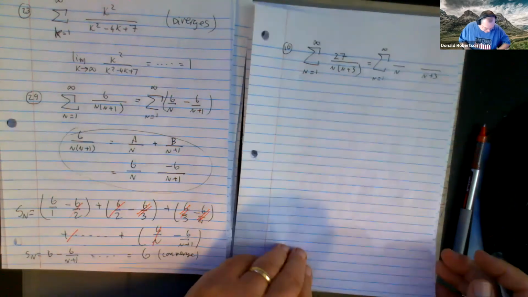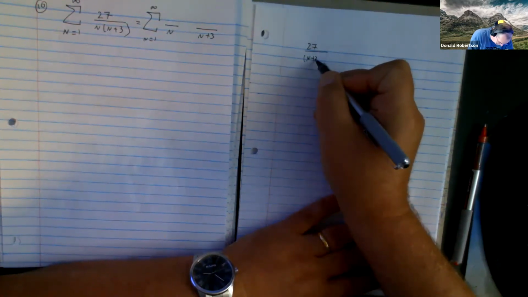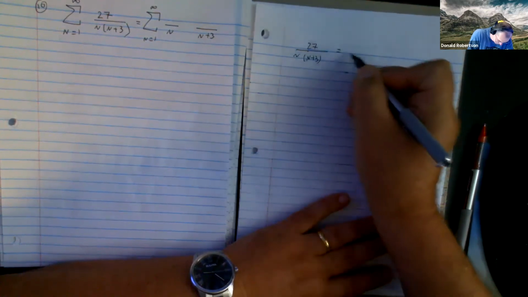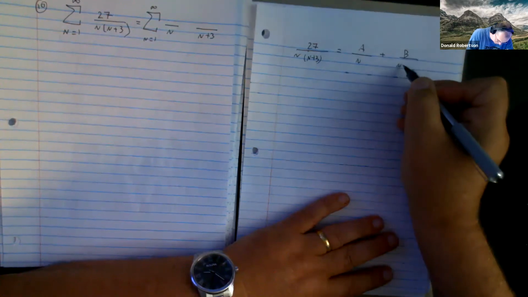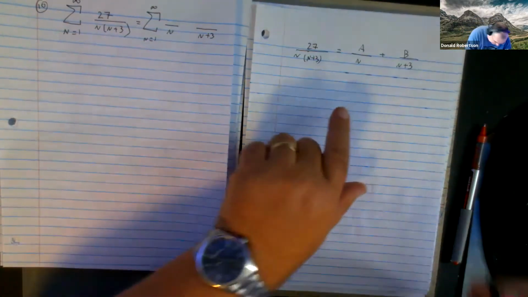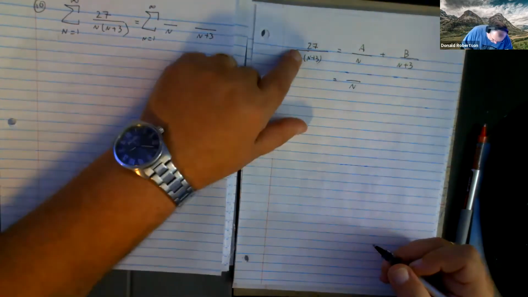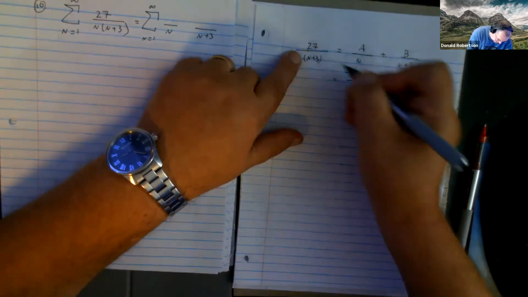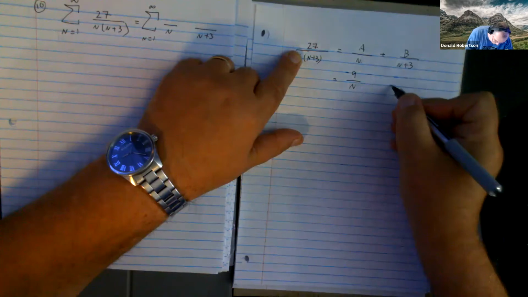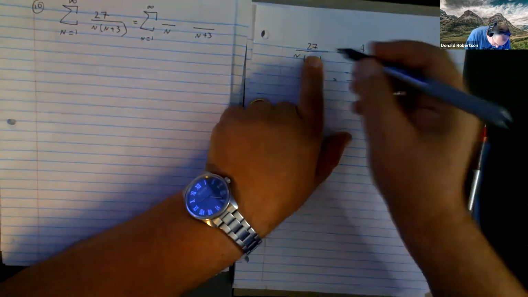So I'm going to do the cover up method over in this piece of paper. It's going to be A over N, B over N plus 3. Okay. Let's get this number A. Cover up the N, plug in 0, 27 over 9 gets you 9. Let's get the N plus 3 fella. Cover up that, plug in -3, you get -9.